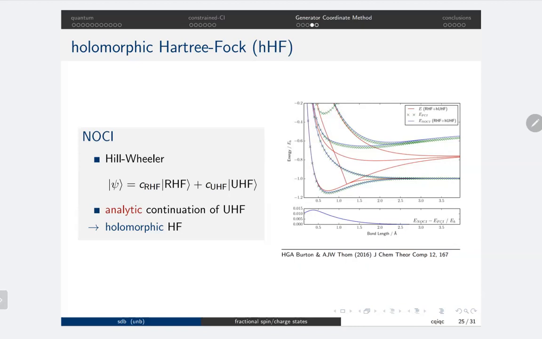Then came, like I mentioned before, this brilliant theoretical chemist Hugh Burton, together with his supervisor Alex Thom from Cambridge. They said, what if we just combine the best of both worlds? What if we take our restricted Hartree-Fock and our unrestricted Hartree-Fock solution, mash the two up, make a linear combination of those two, throw them into configuration interaction, and see what comes out of that? And lo and behold, the red curves are the energies coming from this approach, and they match very closely with what the exact energy should be.